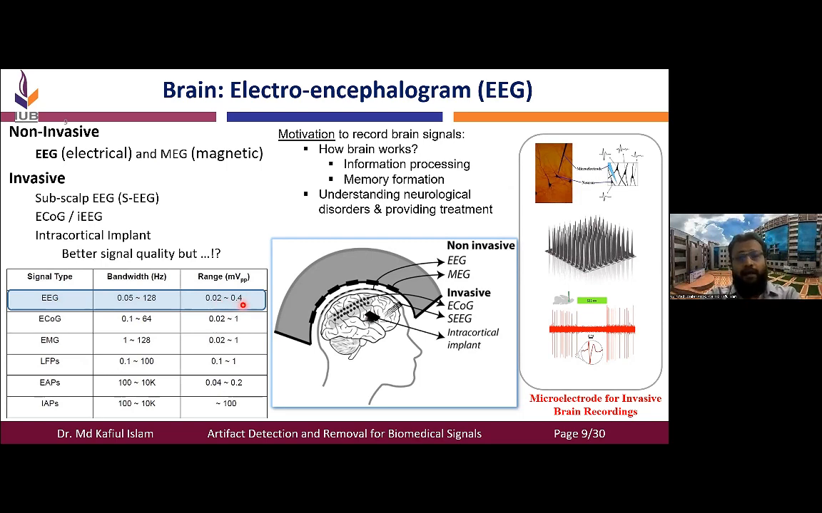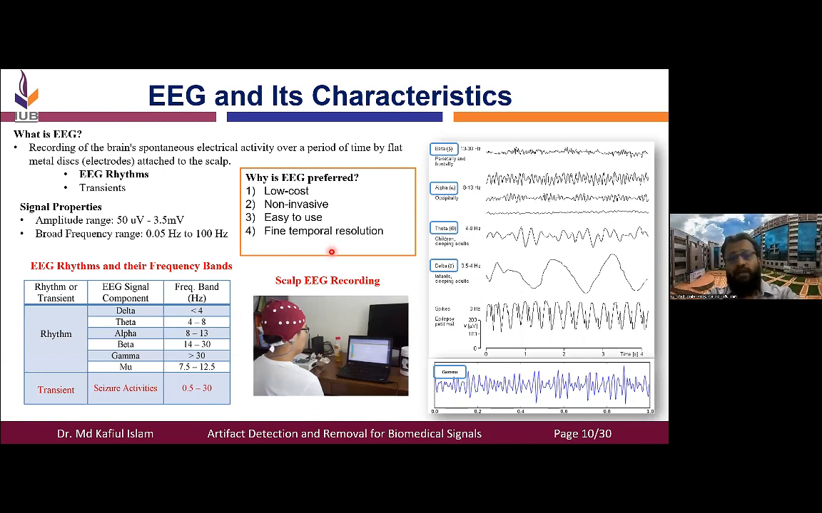and therefore it is very noisy. The reason that we'll focus more on EEG artifact detection and removal in this particular talk is because EEG is actually most popular among all the brain recording techniques, and among all biomedical signals, EEG has the lowest SNR. So therefore, it is very noisy and very difficult to process and make sense out of the EEG recordings. The reason it is very popular is because it is low cost, it is non-invasive, it is easy to use, and it has fine temporal resolution.